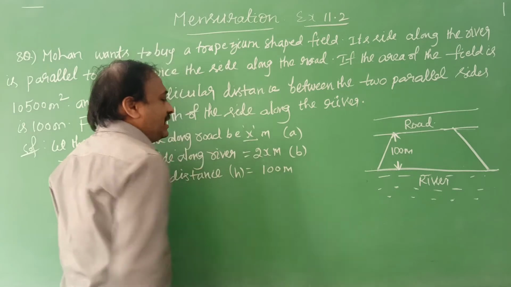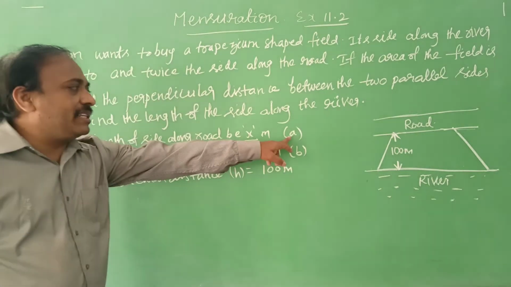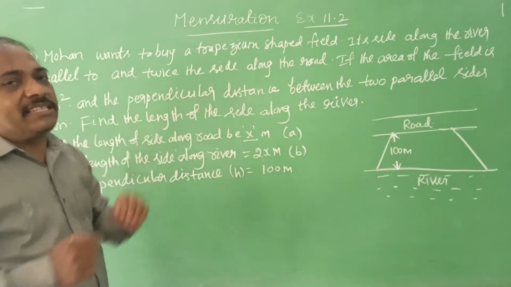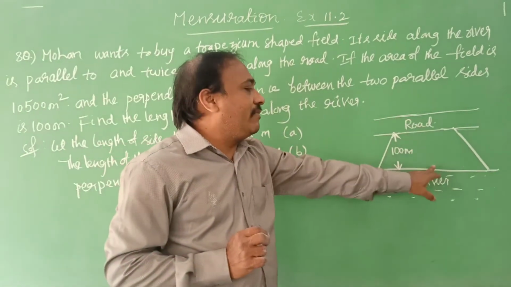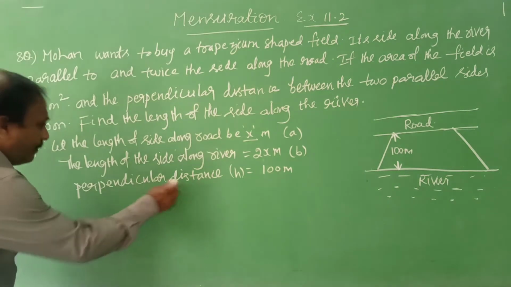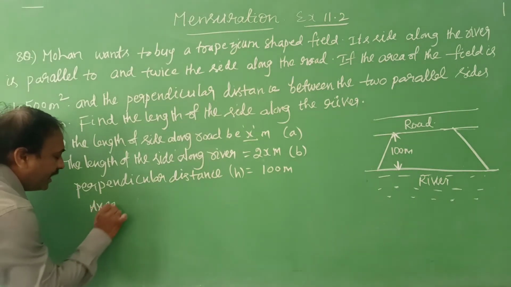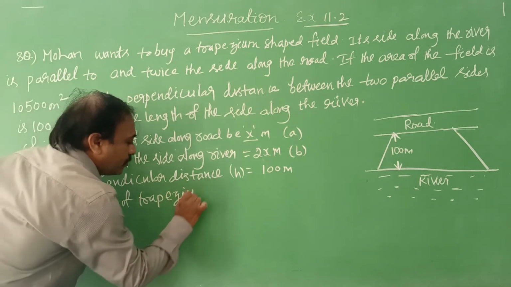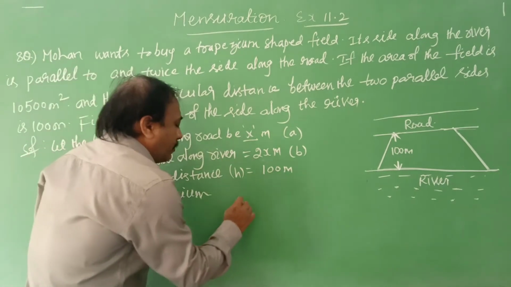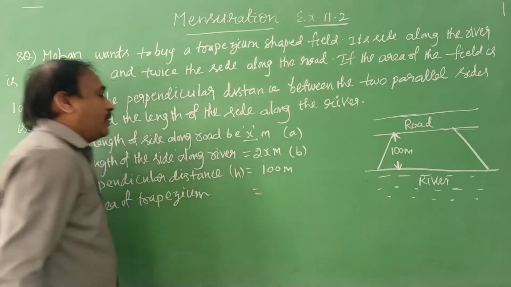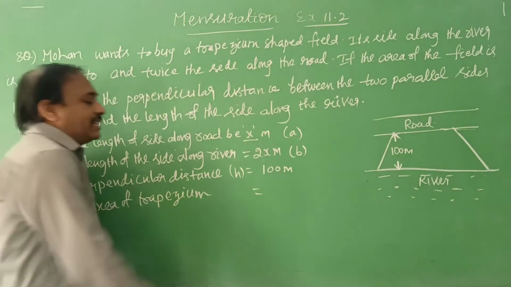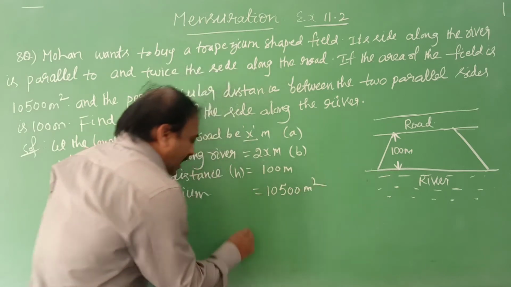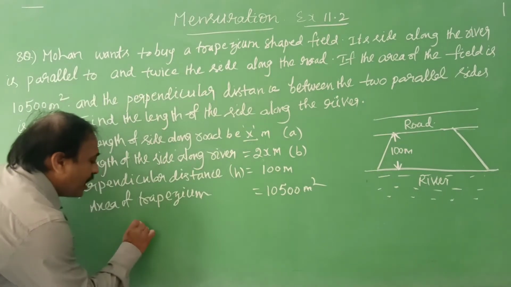One parallel side we are assuming as A, another parallel side as B, because for two parallel sides we will assume one as A and one as B. Now, the area of the trapezium. We know the formula, but what area is given? 10,500 meter square.